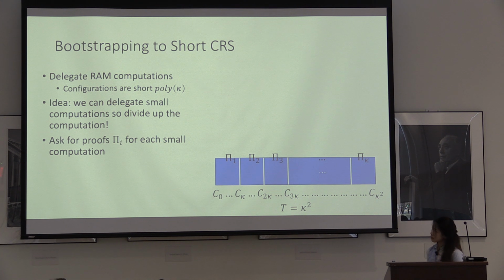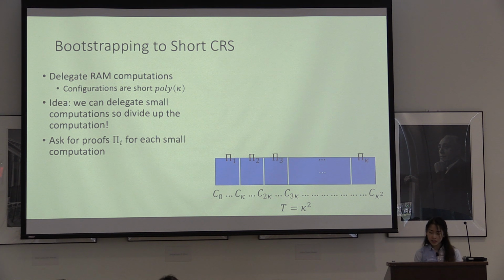So this seems promising, but note that if we do this, we're only shaving off a factor of kappa, the security parameter. We still end up with a large number of proofs. So it doesn't seem like we've really achieved anything here. For instance, if you wanted to verify all of these proofs, all you've done is shave off a factor of kappa from the running time of the computation.